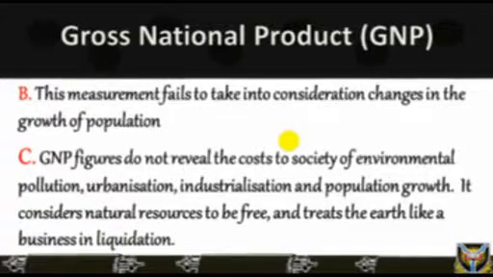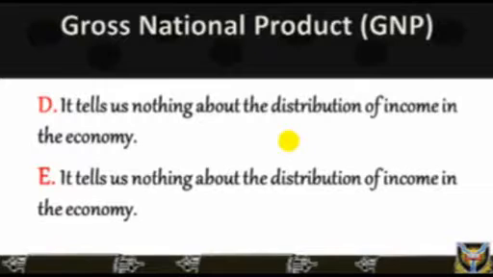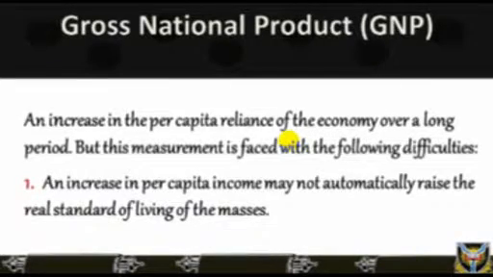4. It tells us nothing about the distribution of income in the economy. 2. Per capita income. This relates to an increase in the per capita income of the economy over a long period. The indicator of economic growth tries to emphasize that for economic development, the rate of increase in real per capita income should be higher than the growth rate of population.